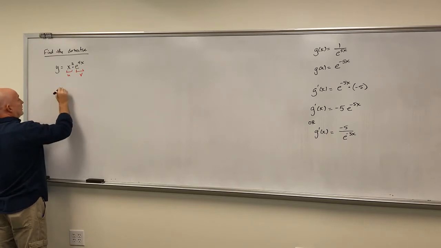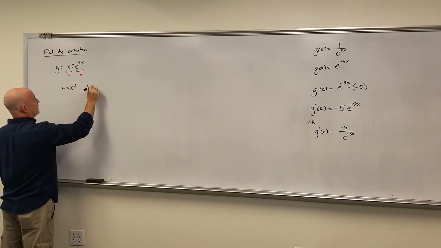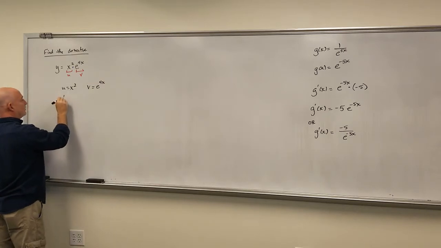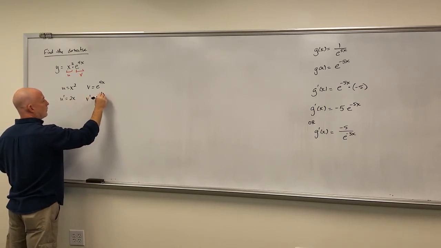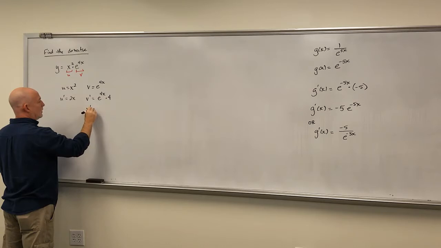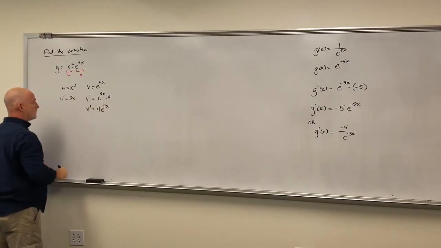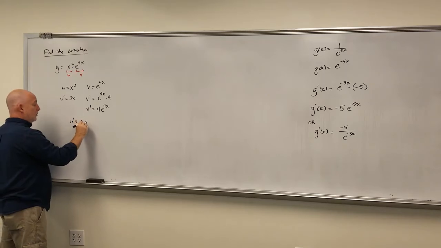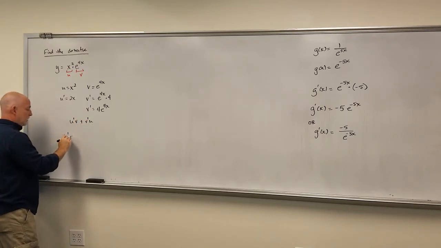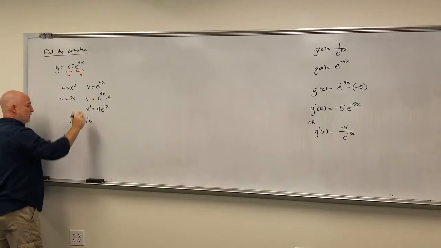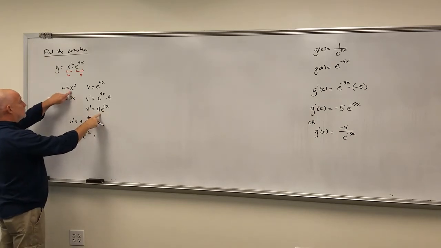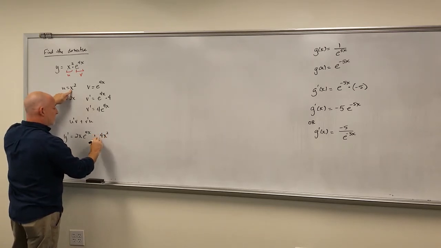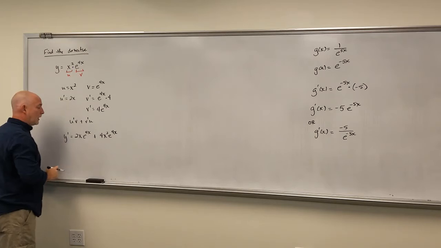So if I let u be equal to x squared and v be equal to e to the 4x, I need to find the derivative of each one of these. So the derivative of x squared is 2x, v prime would be e to the 4x times 4, or 4e to the 4x. Now remember our product rule, it's u prime v plus v prime u. So our derivative, y prime, u prime times v, so that's 2x e to the 4x plus v prime times u. So I do x squared times 4e to the 4x. We generally write our numbers first. So 4x squared e to the 4x.